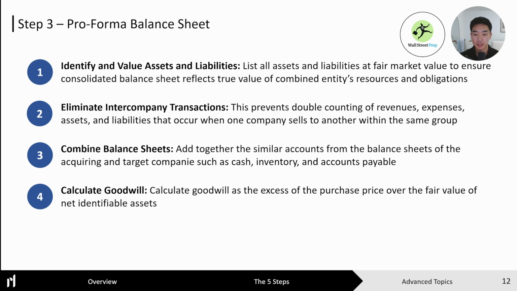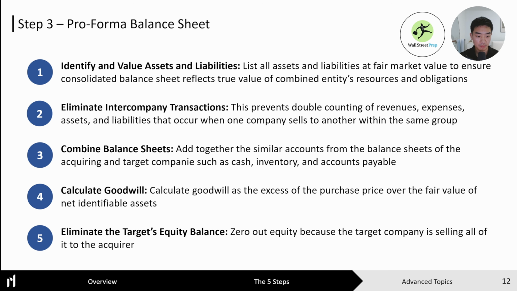So then that 50 is something that's called goodwill, and that's known as the plug for your balance sheet. Then the last step is to eliminate the target's equity balance. Since you're paying out for the entire company, paying for all their equity, if you're buying 100% of the company, then you zero out their equity because it's gone, right?